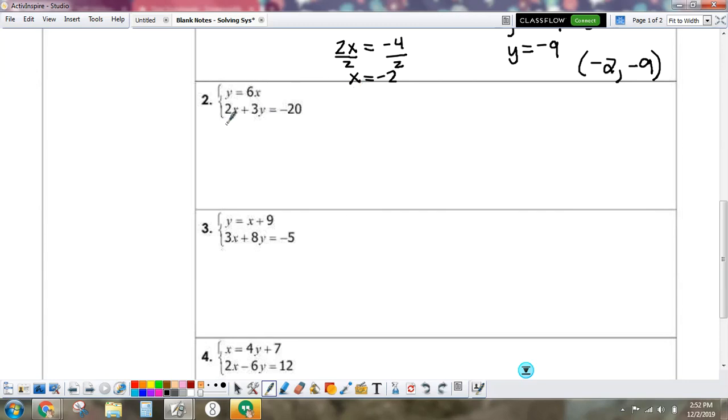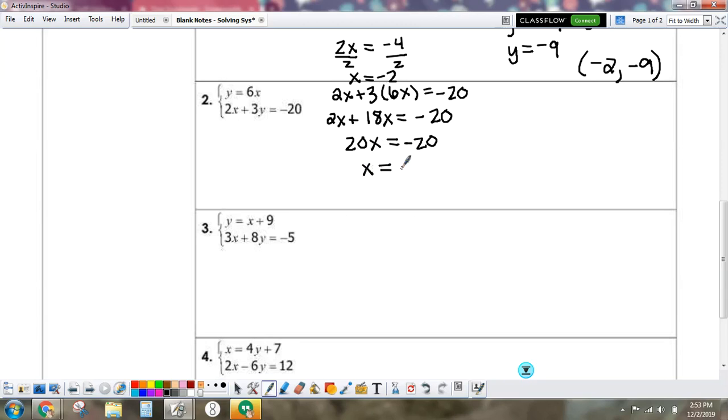So I'm going to have, let's do 2x plus 3 times 6x equals negative 20. Then I can go ahead and solve, distribute my 3 to my 6x. Add together my x terms, combine my like terms. And then I can go ahead and divide by 20 on both sides. So my x value is going to be negative 1.